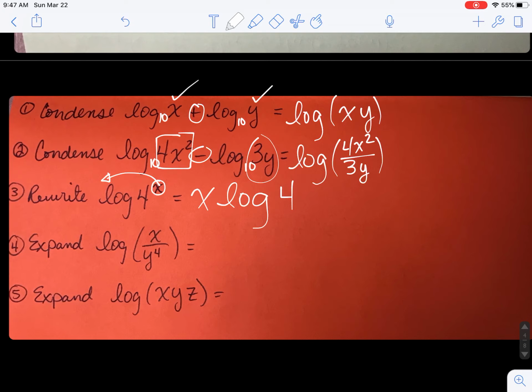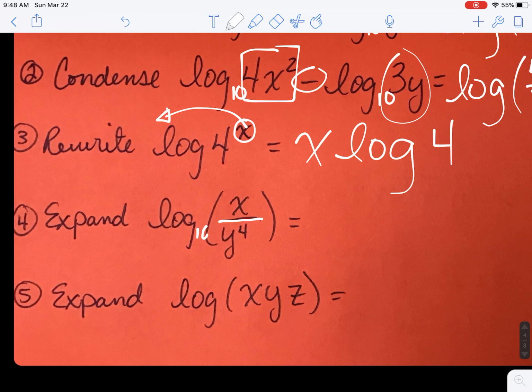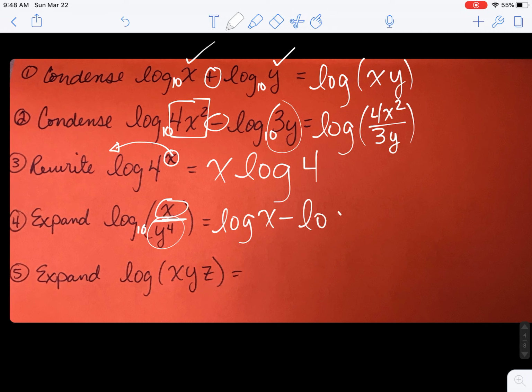Let's work backwards. Let's practice expanding. So in this case, we are dividing, and when you divide, you are going to subtract. So we're going to create two logs. The base number is 10. You don't have to keep writing 10, but I just want to emphasize that when you write your two expanded forms of the log, they need to be the same base number. So we're going to do log x minus, because we are dividing, log y to the fourth.